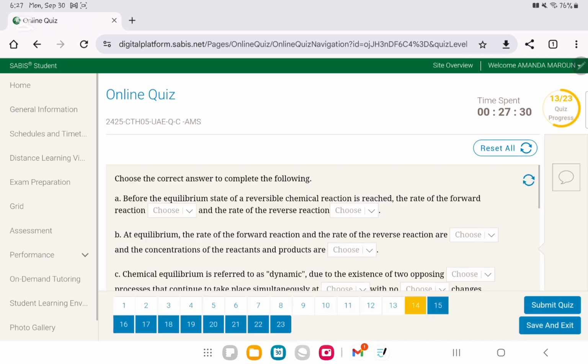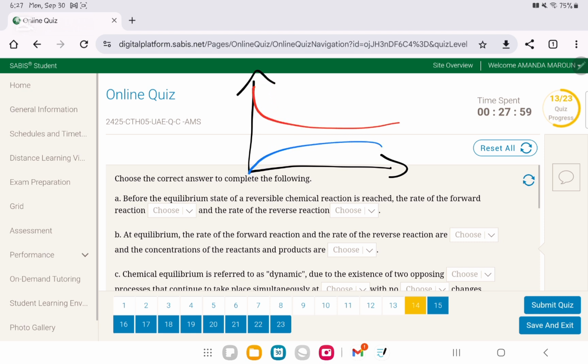Question number 14. This is very, very important. So, let me draw a graph. Let me use a different color, black, because I need the red. We have the forward reaction, and then we have the backward reaction. So this is the forward, and this, let me take blue, is the backward or reverse reaction.